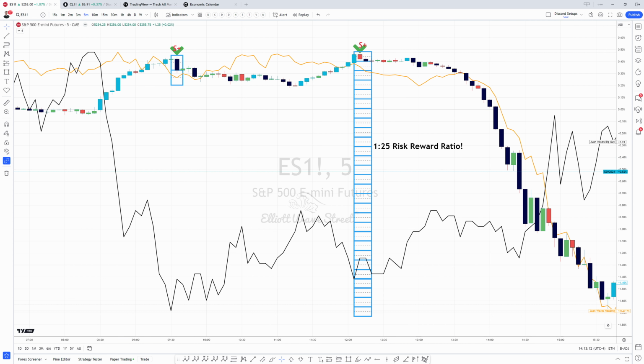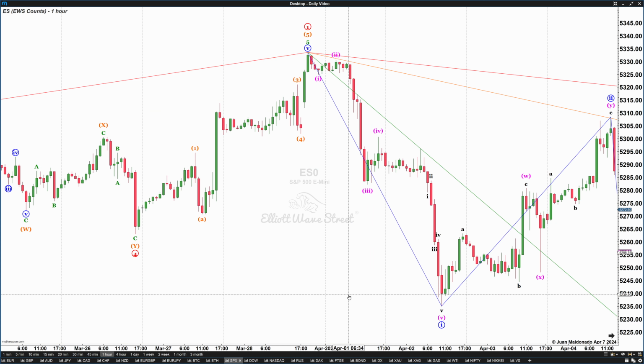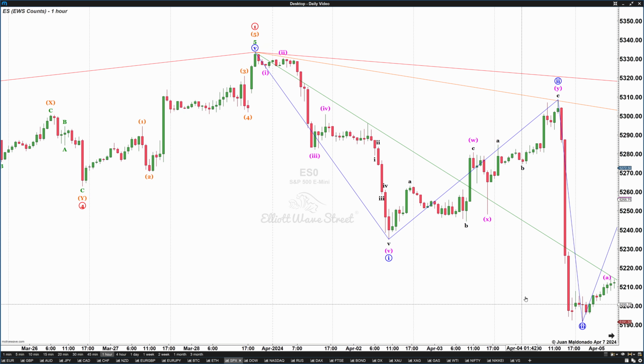Wow, right? Now, let's go back to the wave count. So now we captured the leg down successfully, and we are looking for the end of the wave 3, let's say, either to take profits or to have a buy trade.